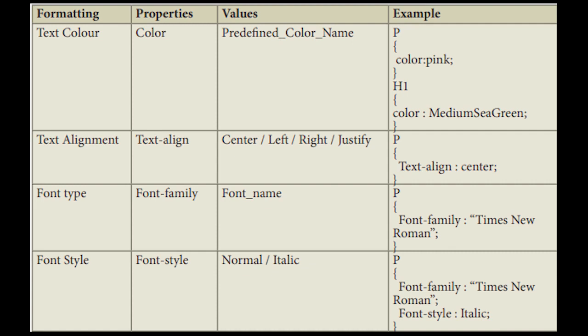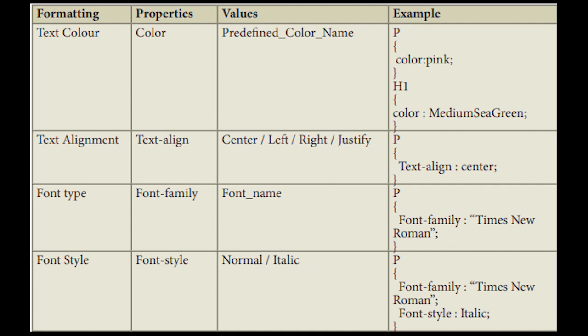First one is text color. The property is color. Values, predefined color name. You can give any one predefined color name. In the example you can see, they have opened the P tag and after that color pink. Or you can just open H1 and color medium sea green. Or some predefined color name you have to give, and the property is color. First, let's see all the properties and values.